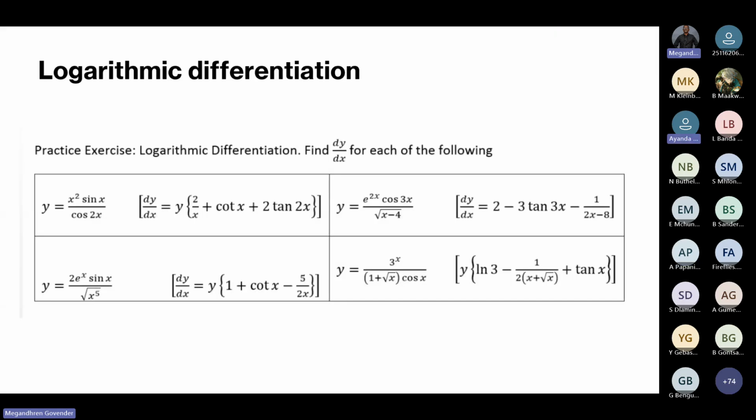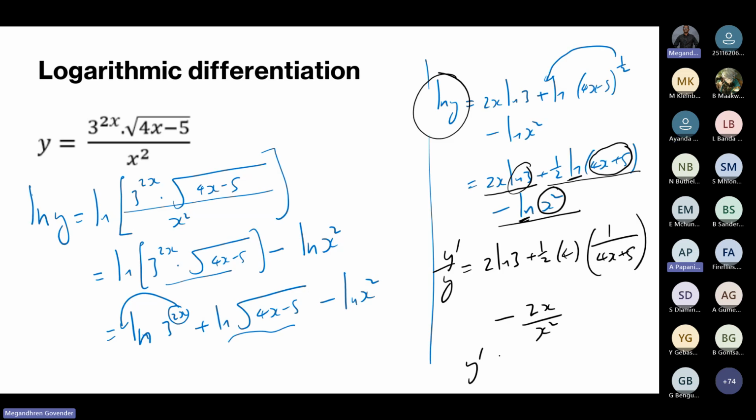Y prime is now equal to y times 2 ln 3. Half of 4 becomes 2 over 4x plus 5 minus 2 over x. Question: it is ln of 4x minus 5, not ln of 4x plus 5. Oh, yes, correct. I don't know how I got a plus there.